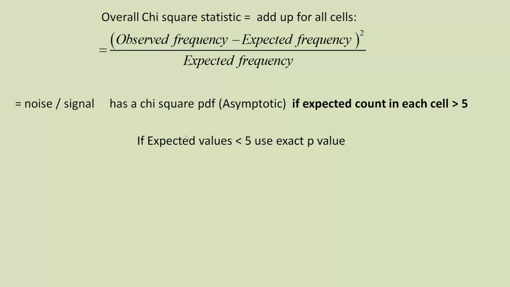And in that case, if we get an expected value of less than 5 in any cell, we need to use alternative methods of working out the p-value, which some statistical software gives us, like the exact p-value in SPSS that we've been using.